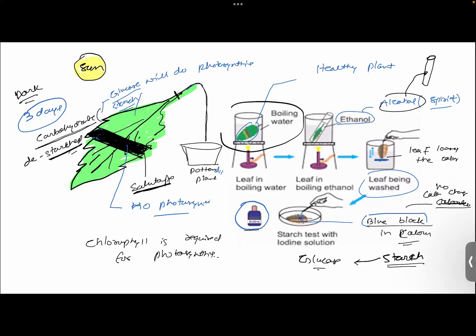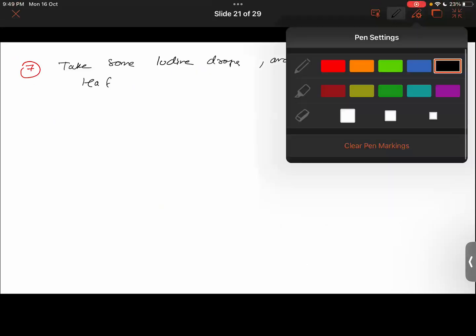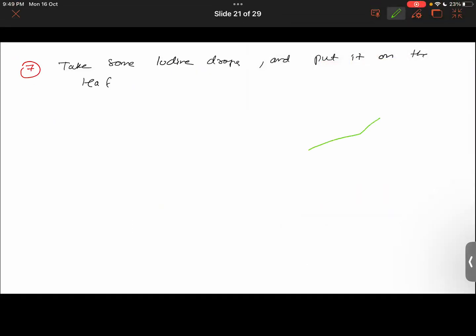So what observation will we be seeing here? What observation do we get here? We will get to see that if I were to draw a leaf here, let me draw a leaf here again, the same leaf.